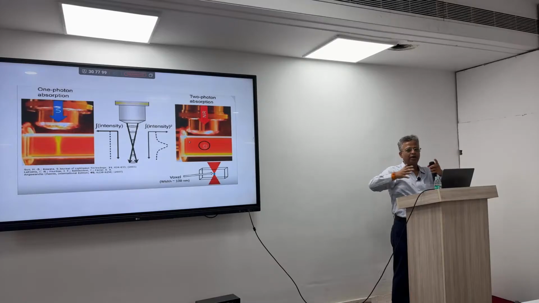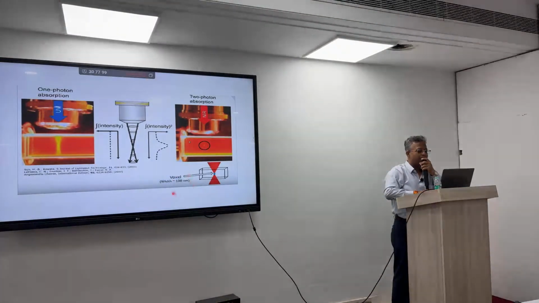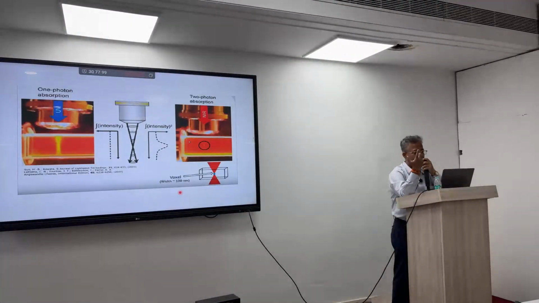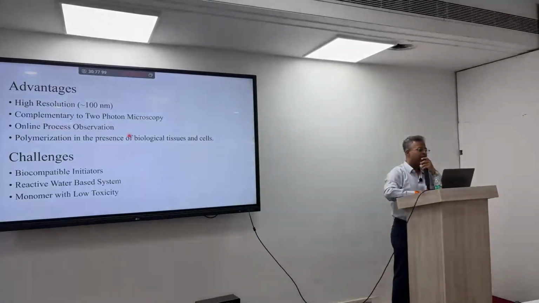So when the laser spot goes there, it results in polymerization here, and the size of the laser spot is as small as 100 nanometers. So you can do very fine detailing. You can create components of micro sizes with nano features. That is a very costly technology, because of the high resolution of 100 nanometers, and the technology is two-photon microscopy.